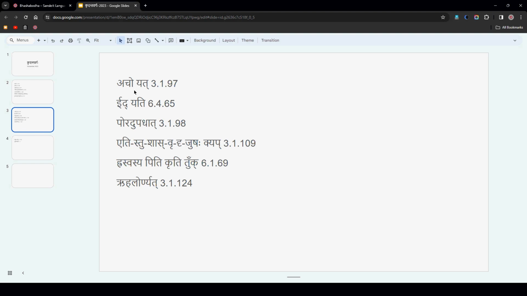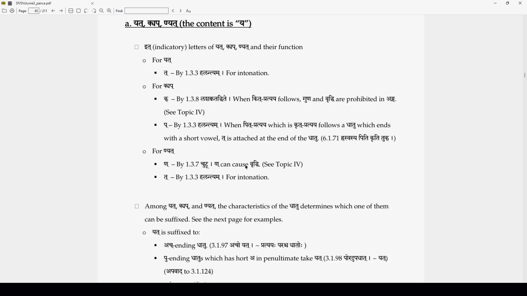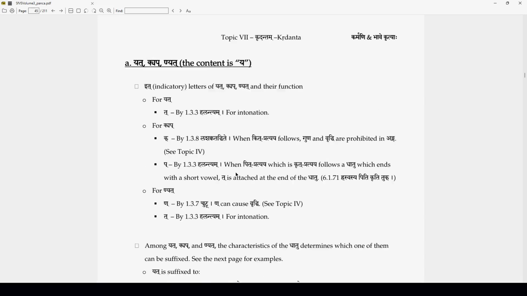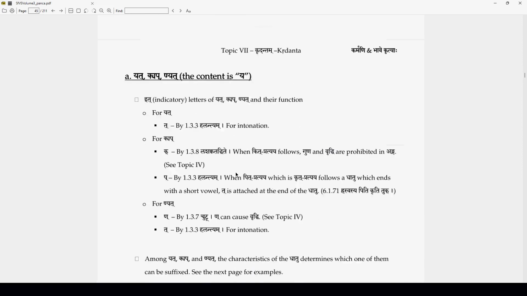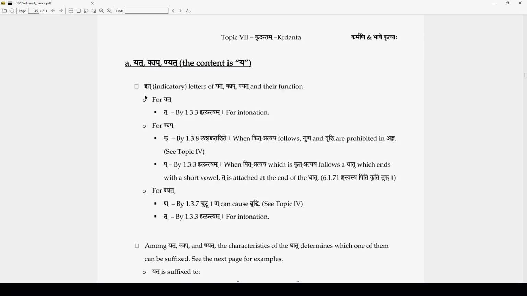So here acho yat is there. Coming back to this book here, this is also good. You find many examples with these pratyayas here. Talking about yat, here you see the it letters in the yat, kyap, nyat.